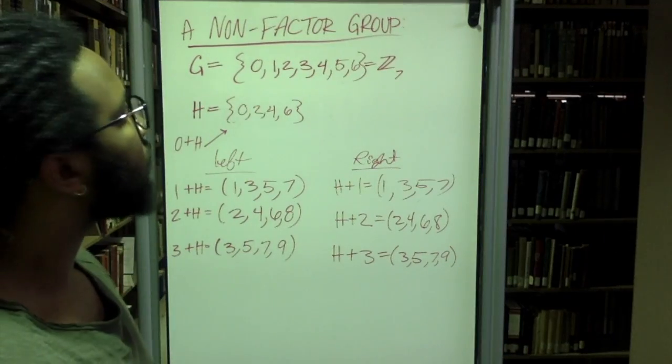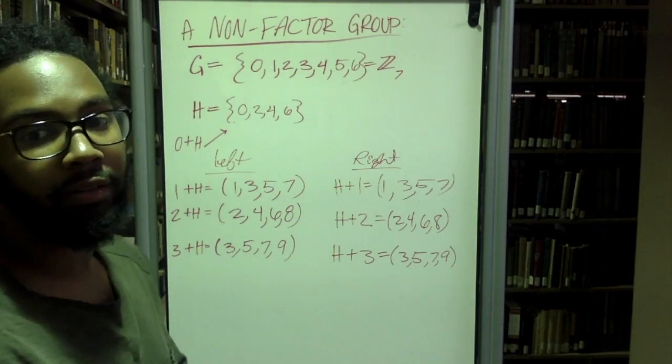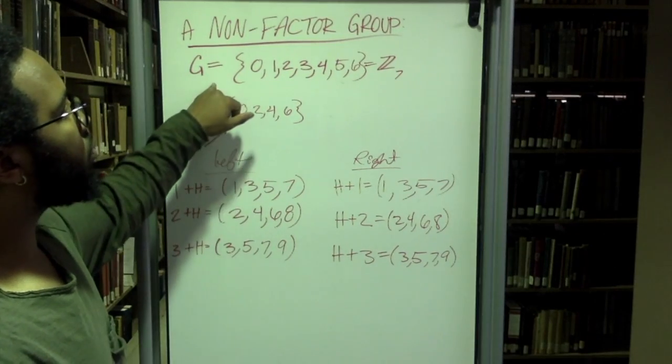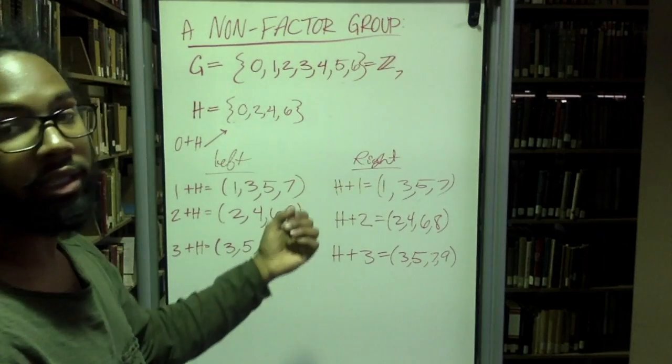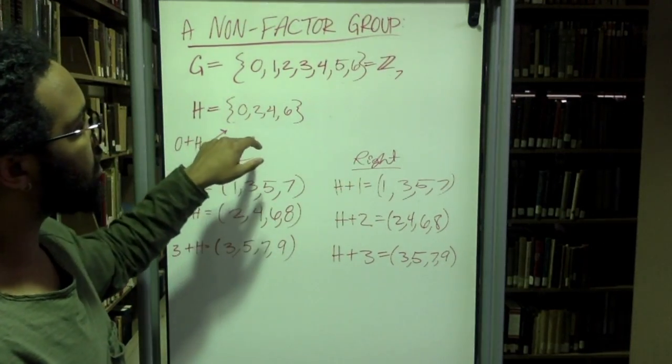So next we're going to talk about non-factor groups. We already talked about factor groups and how we find the elements. Let's say we have the group with elements 0 through 6, which is also known as Z7. And we have the subgroup denoted by H, which is {0, 2, 4, 6}.